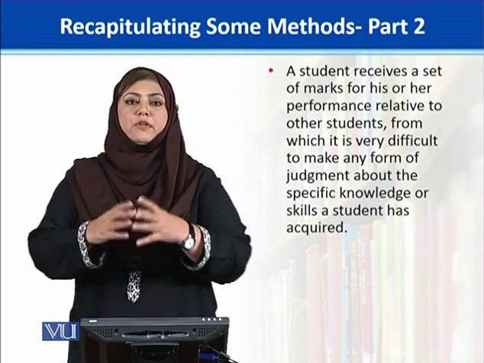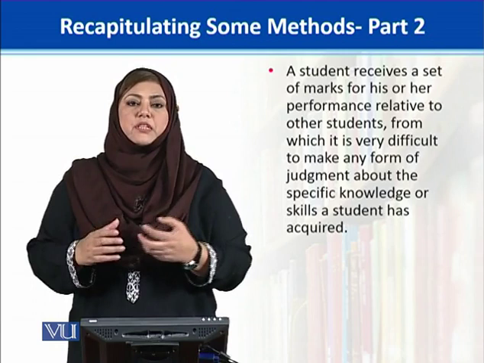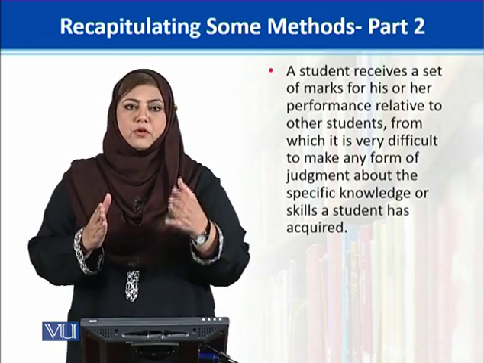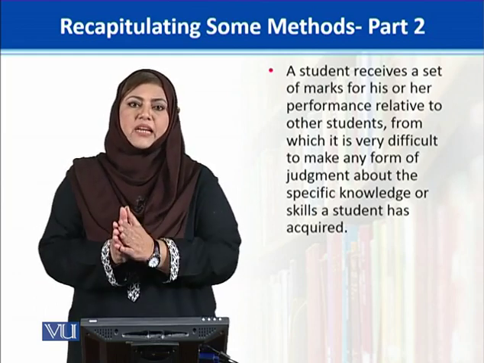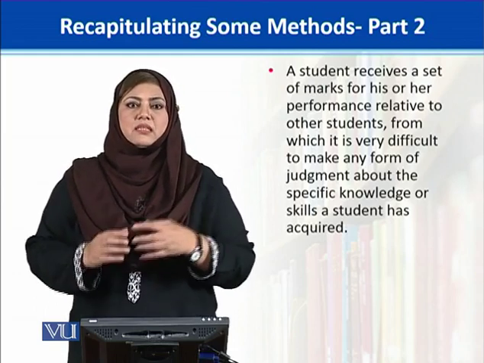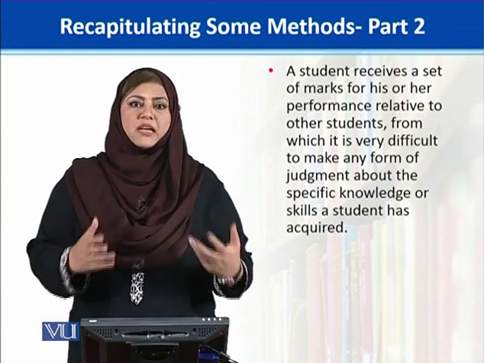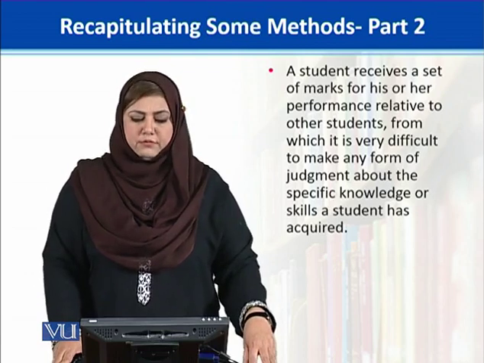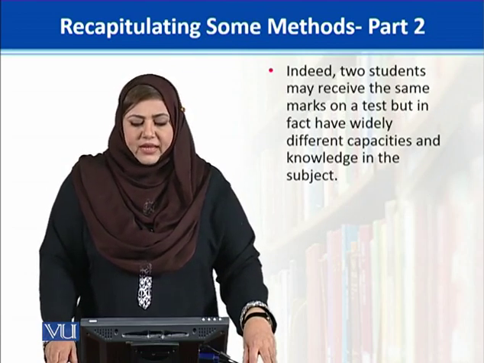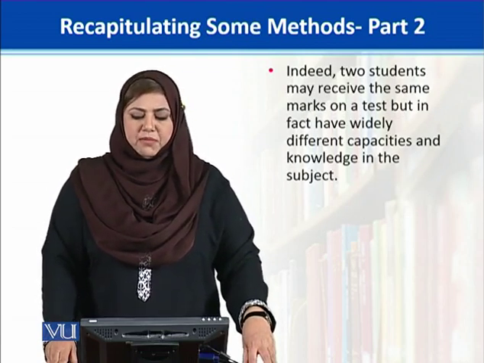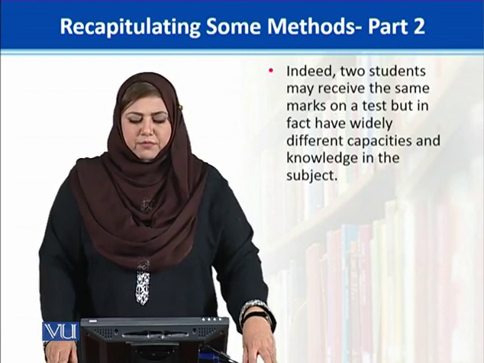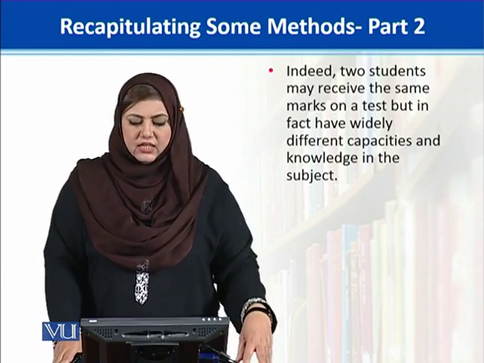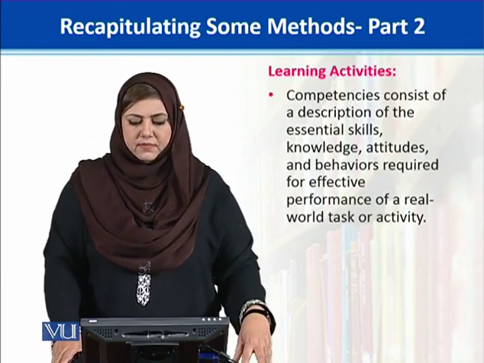So if the whole group is good, for example, the performance of the 29th number student would be relatively very poor as compared to the other students, but in comparison to other students of other groups, his or her performance may be far better. So this is one of the weaknesses. So any two students, in other words, who receive the same marks in a test, but in fact they have widely different capacities and knowledge in the subject, this becomes a challenge in this particular method.